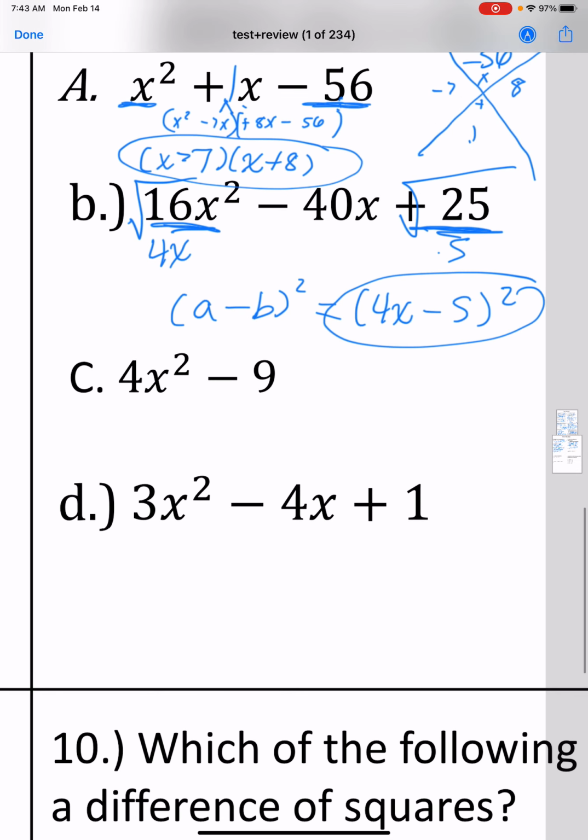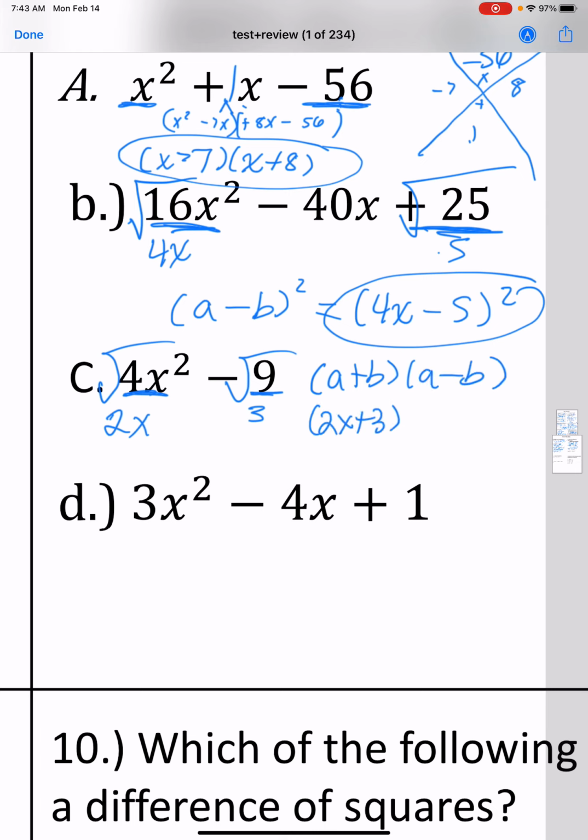This next one, again, I'm going to check if I have perfect squares on either end, and in this case I do. So I take the square roots, and that's going to give me 2x and 3. And my formula for difference of squares looks like this: (a + b) and (a - b). So that's going to be (2x + 3) and (2x - 3).